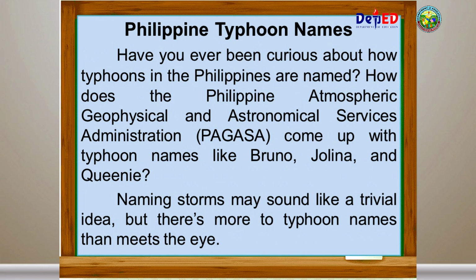Have you ever been curious about how typhoons in the Philippines are named? How does the Philippine Atmospheric Geophysical and Astronomical Services Administration or PAG-ASA come up with typhoon names like Bruno, Jolina, and Queenie? Naming storms may sound like a trivial idea, but there's more to typhoon names than meets the eye.